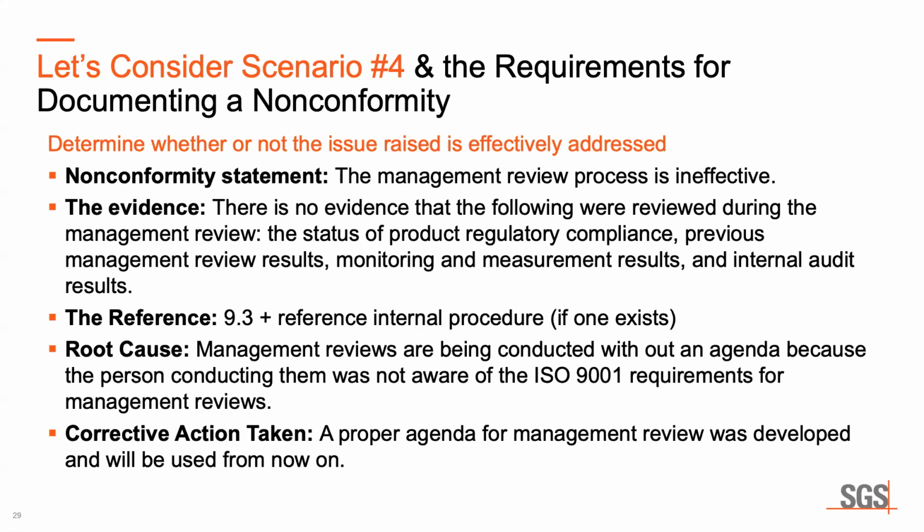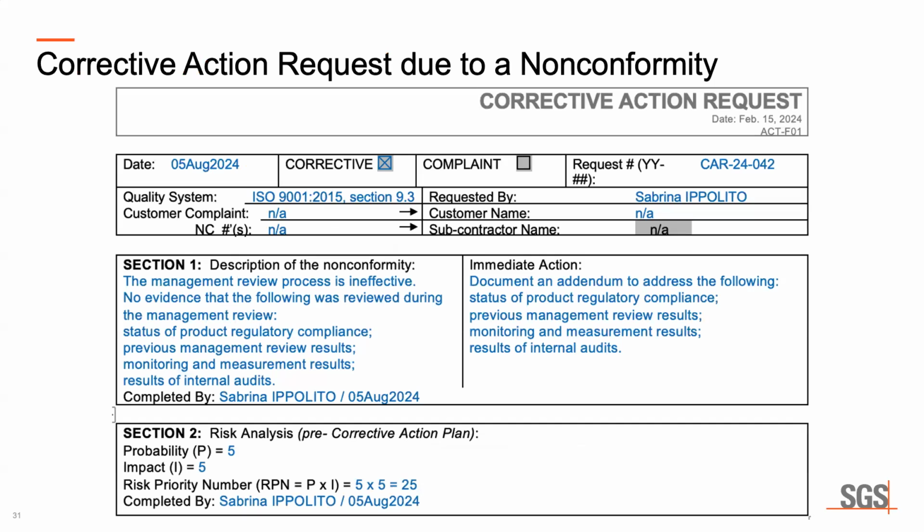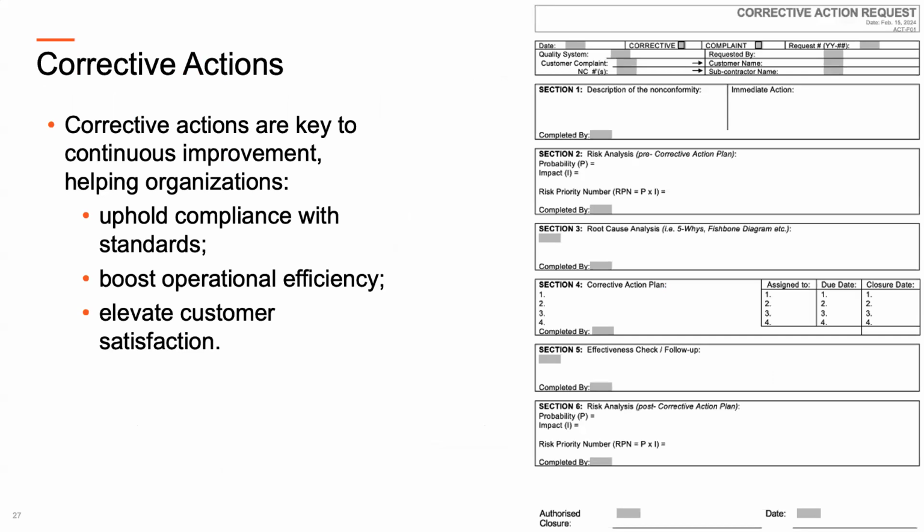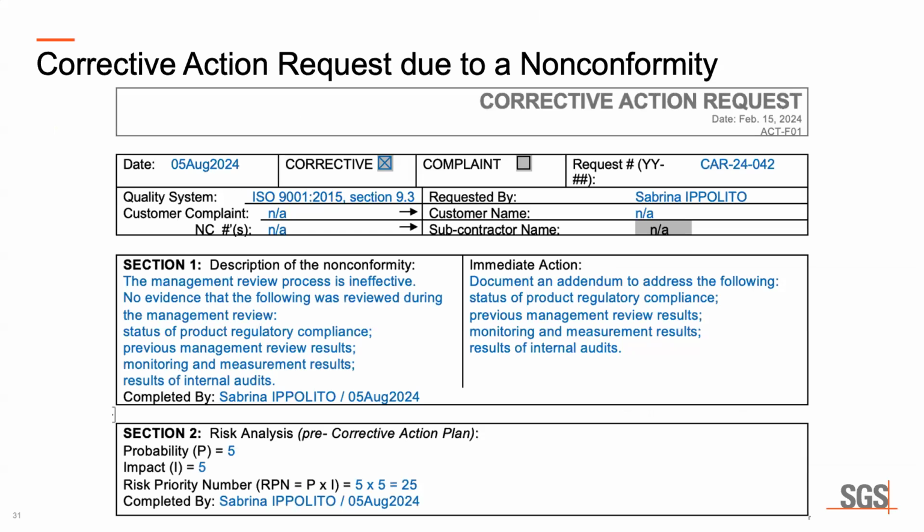So this requires us to do an investigation. If we go back and we look at, for instance, this form that I'm suggesting right over here, now, again, this is my form. I took something very simplistic, but not all my forms look like this. It depends on the organizations that I'm supporting. So it becomes important for us to describe the nonconformity, which we've described in the earlier slide. The immediate action in this case would have been to document an addendum to address the following regarding previous management review results, product regulatory compliance, the monitoring and measurement of results, and results of internal audits.